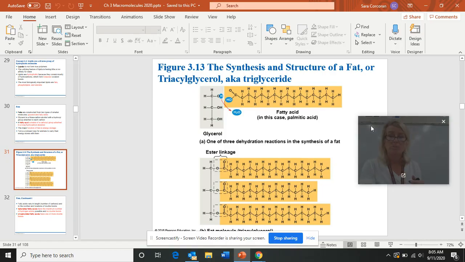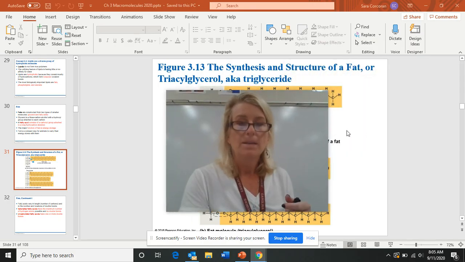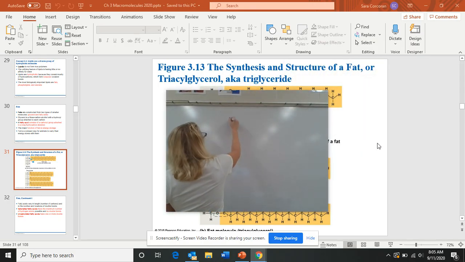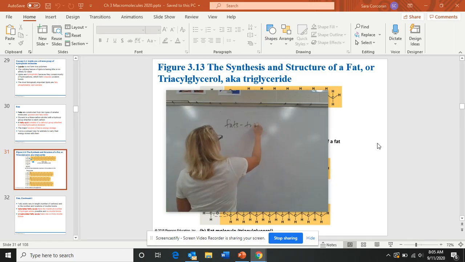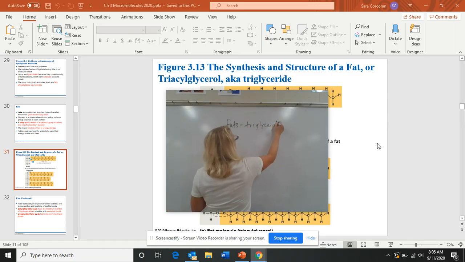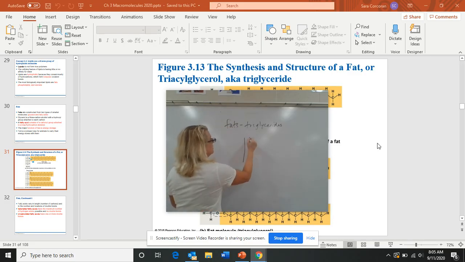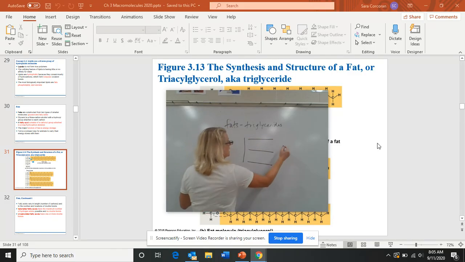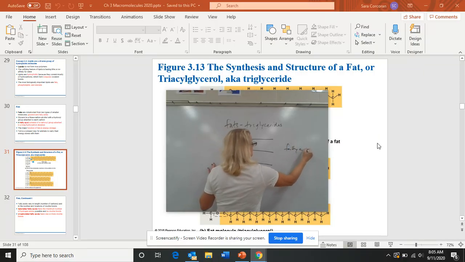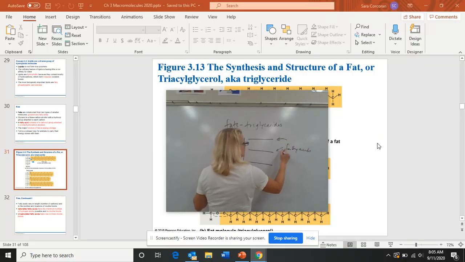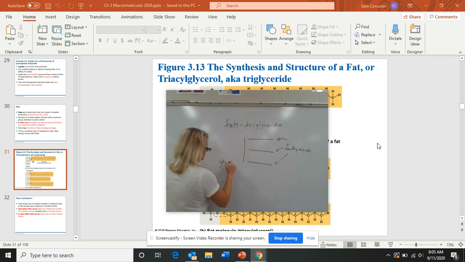So I want to put this up here, get this bigger, and talk about fats. Triglycerides. Showing up. Yes. All right. We've got glycerol and 1, 2, 3 fatty acids. And then we have our glycerol backbone. Once again, dehydration reaction to attach each of the fatty acids and form a bond.